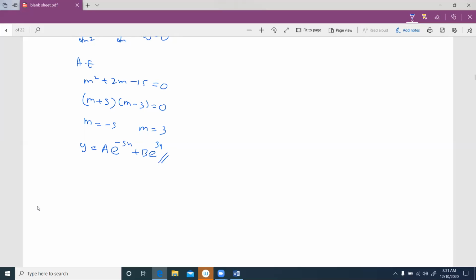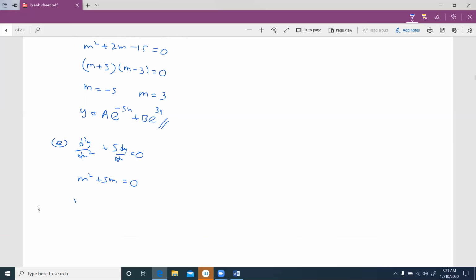Yes, E, that is d squared y by dx squared plus 5 dy by dx is equal to 0. So over here, this turns into m squared plus 5m is equal to 0. So with that, you can say m is equal to minus 5 and m is equal to 0. So you can write y equals a e to the power minus 5x plus b e to the power 0x. So that is just y equals a e to the power minus 5x plus b, which is the answer for that. That's a way of getting the answer for this.